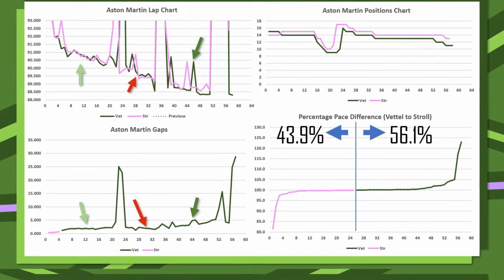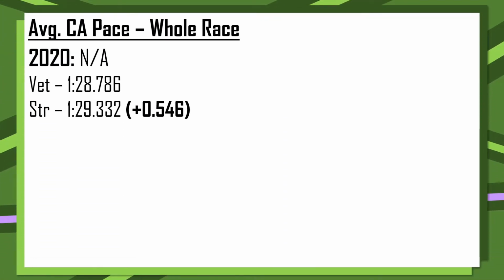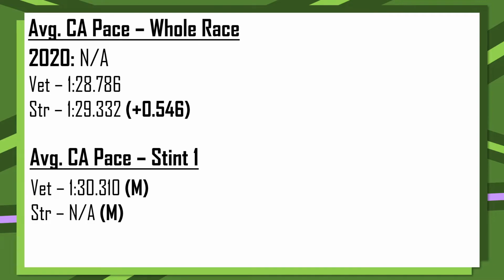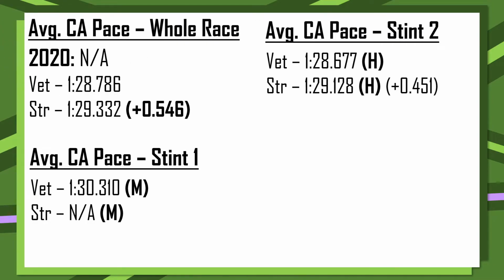So taking a look at Aston Martin's lap times across this entire Grand Prix, there was a 5.5 tenth difference in the German's favour. However, in stint number 1, it was Stroll on the mediums who wasn't able to set any clean air laps, and in stint number 2, there was a 4.5 tenth difference in Vettel's favour.